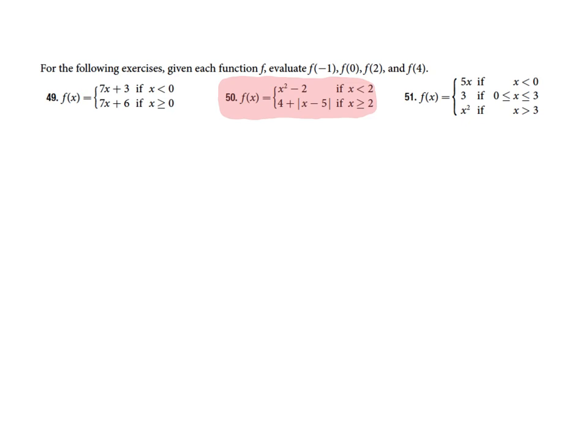The last thing you want to do is evaluate a piecewise function for given values. So what's f of -1, f of 0, f of 2, f of 4? What that absolutely does not mean is that you plug each of these numbers into both parts of the function. Remember, the top part only works if the x values are less than 2, and the bottom part only works if the x values are greater than or equal to 2. So any values less than 2, I plug into the top. Any values greater than or equal to 2, I plug into the bottom. So just be paying attention to that.